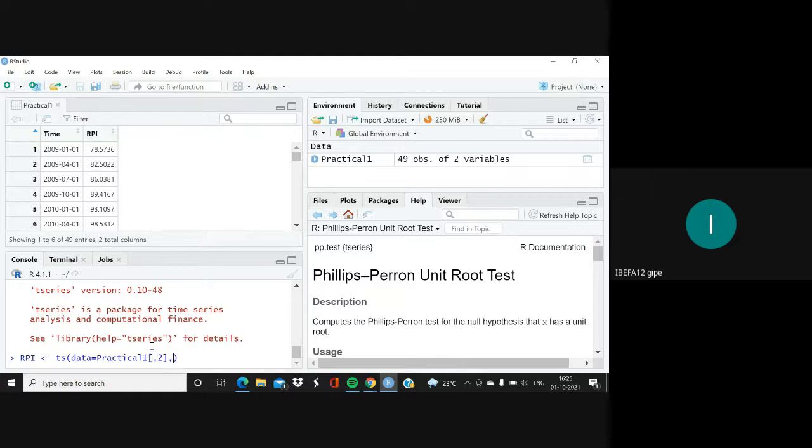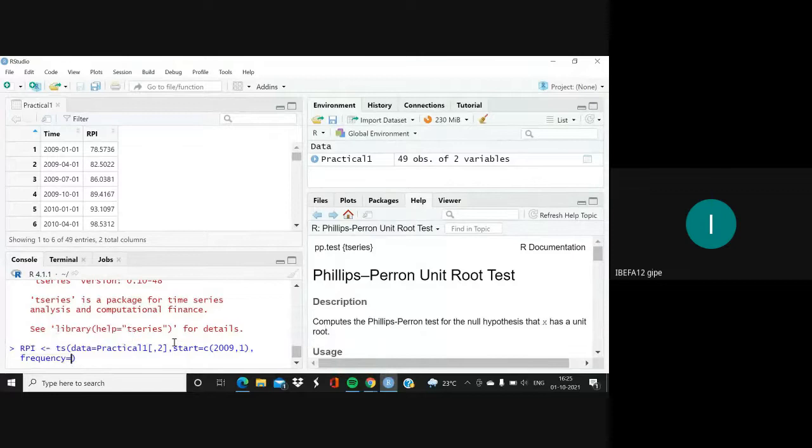Okay, so you specify that your data is in the second column this way. The first number is basically the row. You're just putting a comma to indicate that you're not specifying the rows, only the columns. So it will consider all the rows and the second column of your data set. Then after that, just tell R when your time series is starting. It's starting in the first quarter of 2009. So that's what I've specified here.